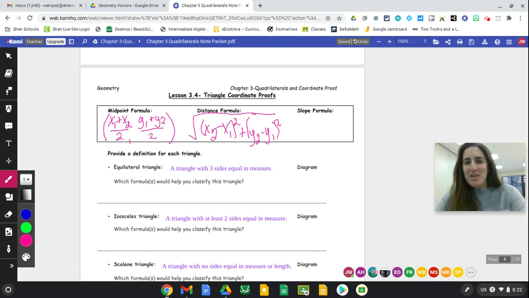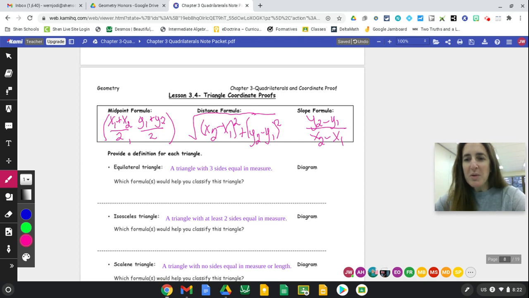And our last formula is our fantastic slope formula. So that's y2 minus y1 over x2 minus x1. So midpoint, what do? Add them up, divide by 2. Distance, take the difference of the x's squared, add it to the difference of the y's squared, and take the square root. And our slope formula is our change in y over our change in x.